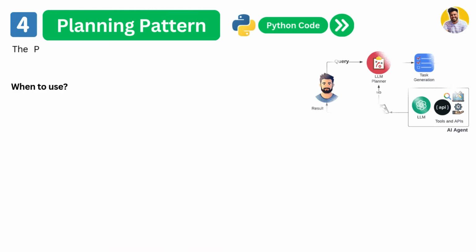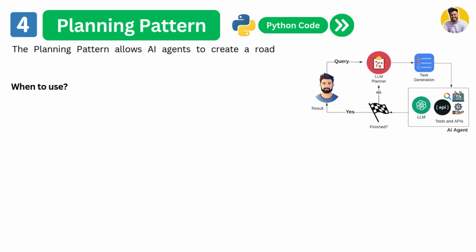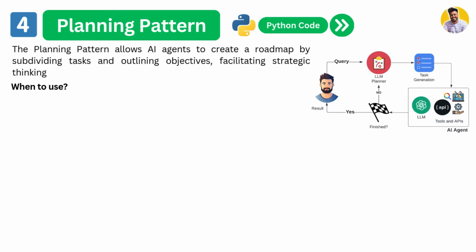Okay, so the next pattern we have is the planning pattern. That pattern allows the AI agent to create a roadmap by subdividing the task and outlining the objective for each agent, which facilitates strategic thinking for effective task completion. In this, you have a team lead and a whole team, and the team will complete the task, and the team lead will check their tasks, collate them, and give you the final output.